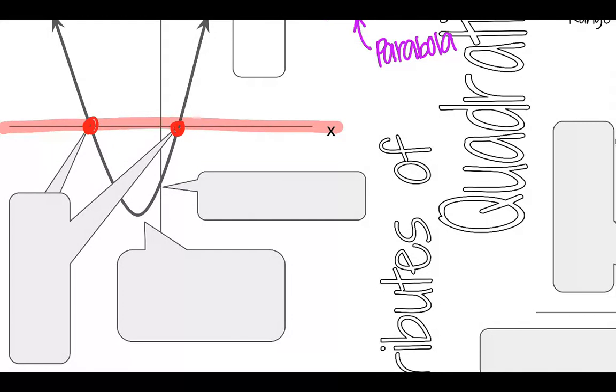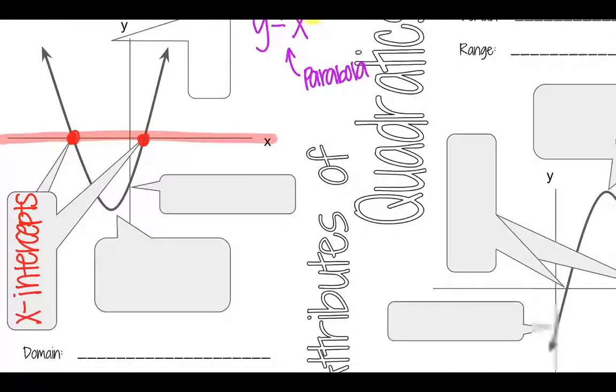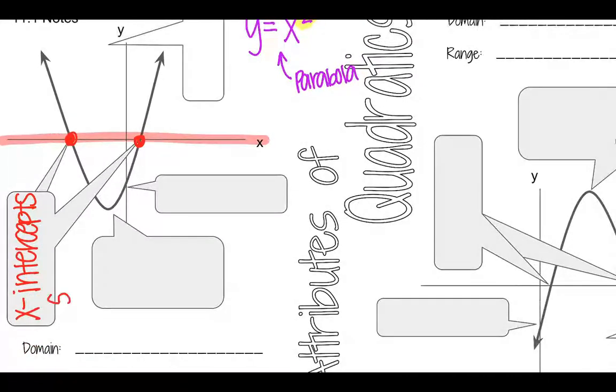So right here where it crosses that x-axis are our x-intercepts. So that's the first part. Again, if you remember with SOX, SOX stands for solution, 0, and x-intercept. So if I ask for the zeros of the parabola or the solutions of the quadratic equation, I'm asking you for where does it cross the x-axis.